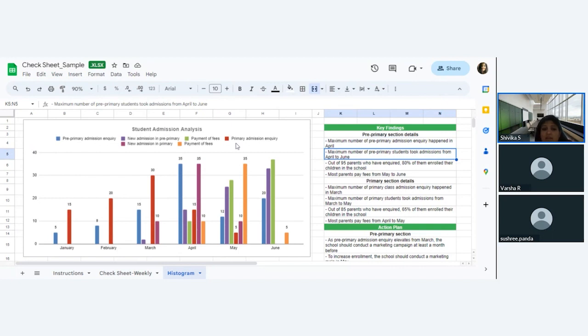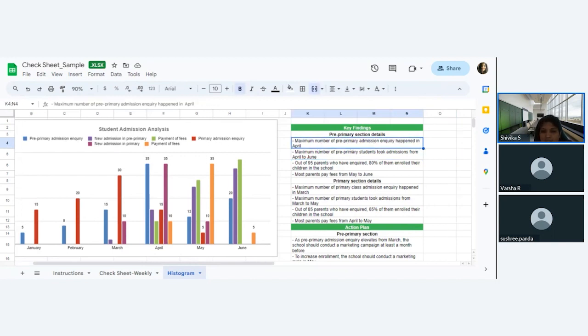Also, if you see the primary, how many people have taken new admission, that is represented by the purple color. Again, in the month of April, maximum students are taking admission, or in the months of March and April, students are taking maximum admission. So like this, it's easy.